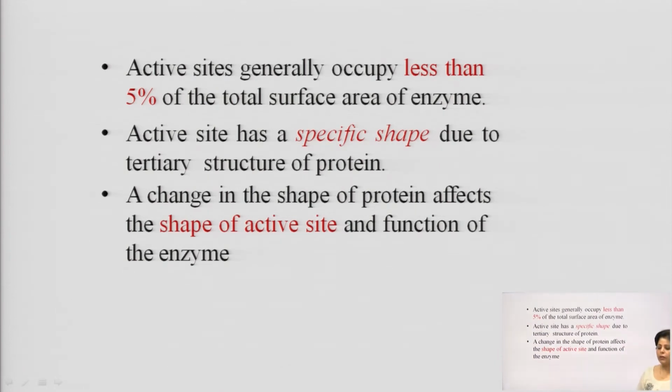The active site generally occupies less than 5% of the total surface area of the enzyme. The active site has a specific shape due to the tertiary structure of the protein. A change in the shape of the protein affects the shape of the active site, and the function of the enzyme changes. The function of the enzyme will change.